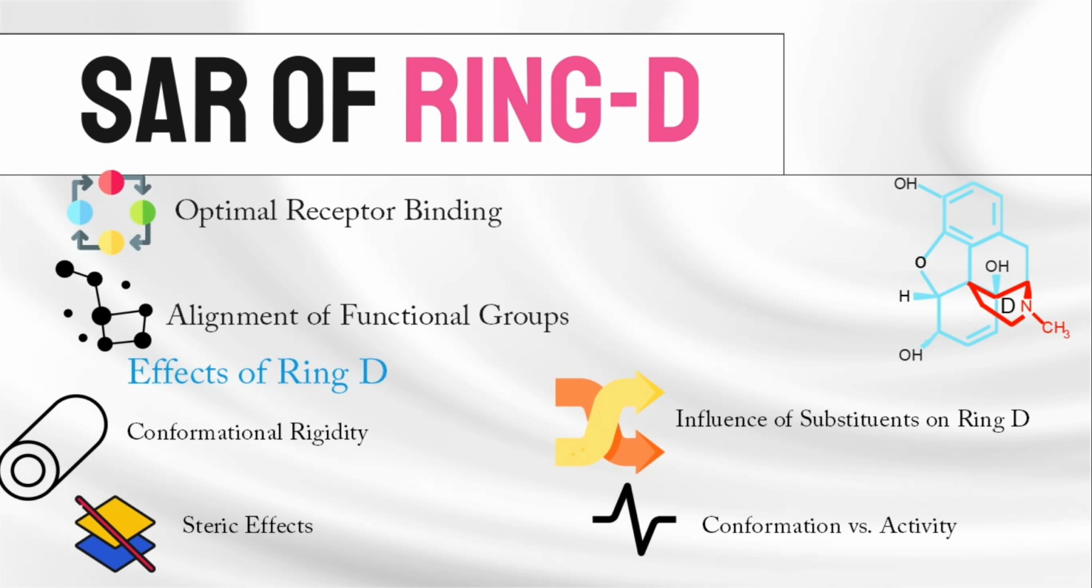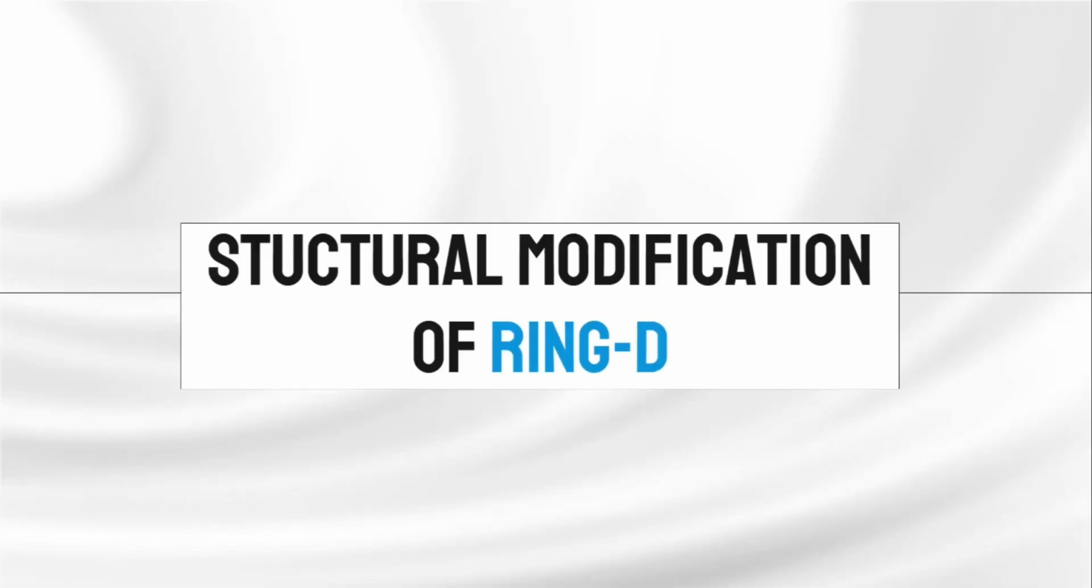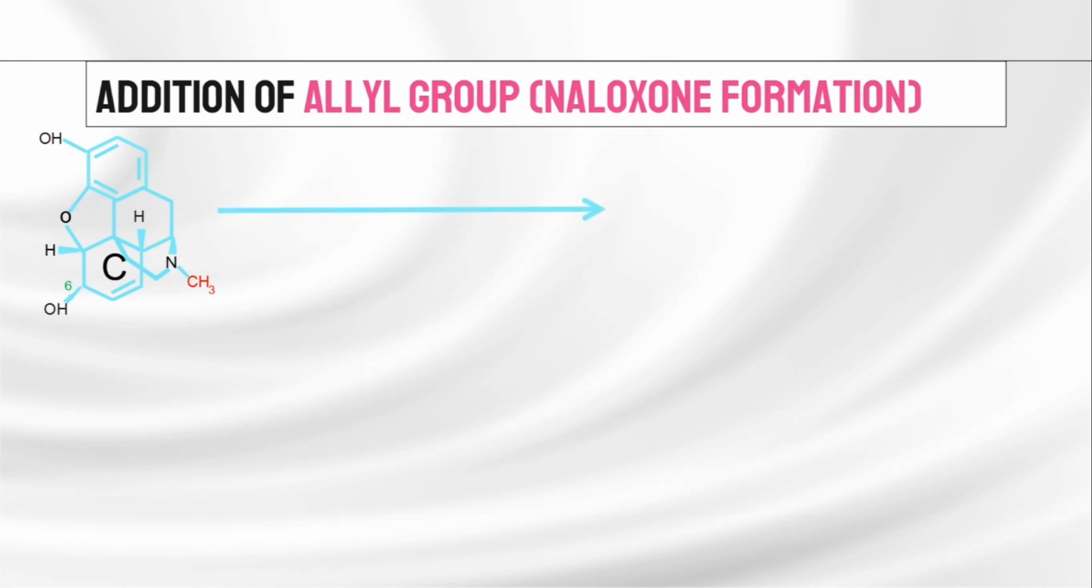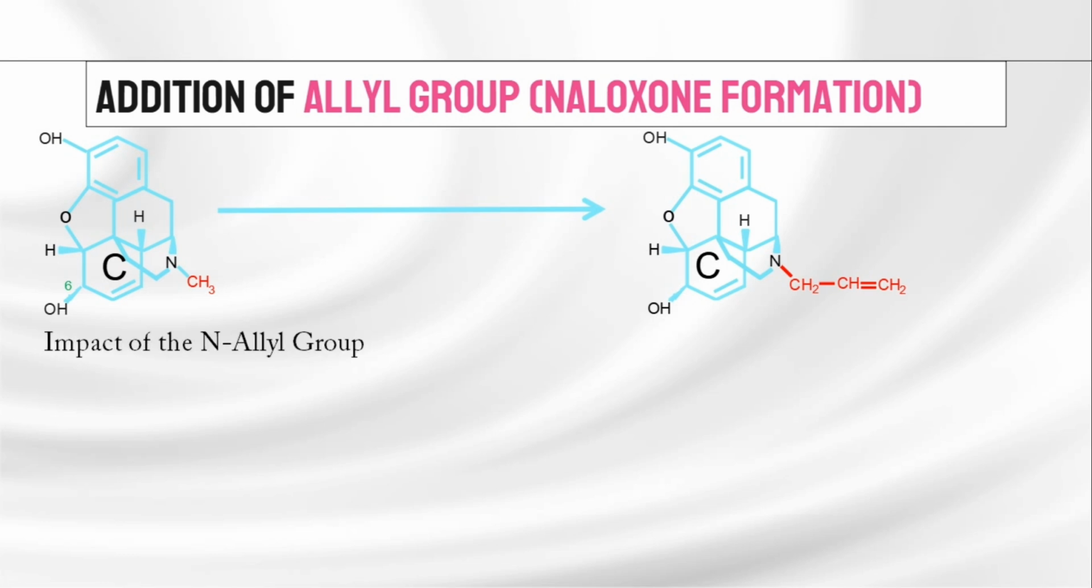We're diving into the molecular marvel that is morphine, a cornerstone of pain management and a true titan of the pharmaceutical world. But hold on tight, because we're about to zoom in on a fascinating aspect of its structure, ring D. Let's delve into how the addition of an N-allyl group to ring D in naloxone imparts its antagonistic properties. The role of the N-allyl group in naloxone's antagonism.